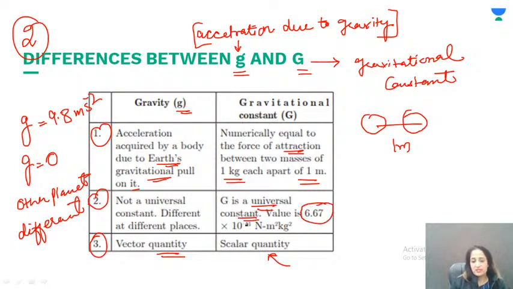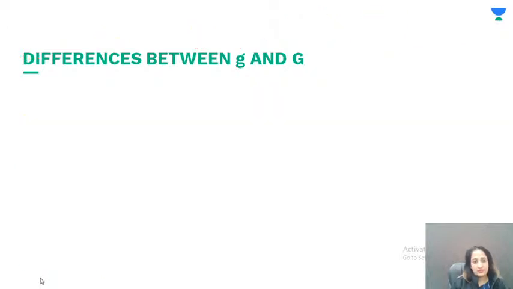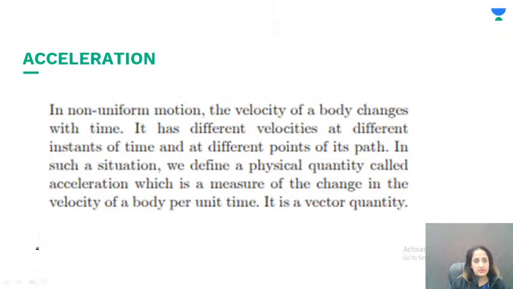So it's 6.67 × 10^-11 Newton meter square per kilogram square. So these are the values that you will have to remember when you are going to answer these type of questions, the differences. I've covered all this. Then next question is, what is acceleration?